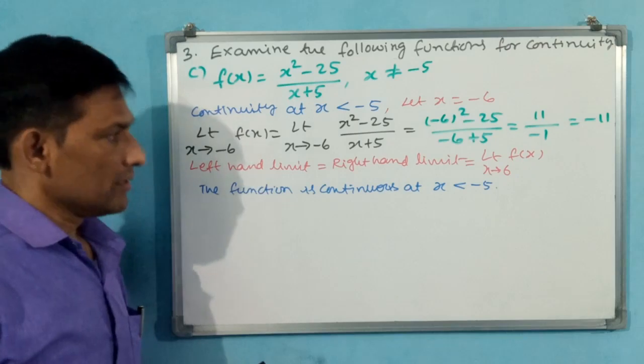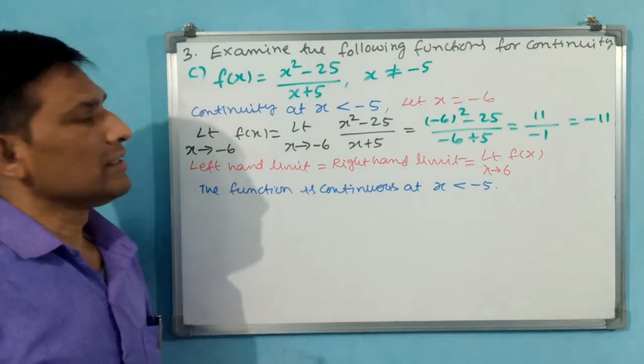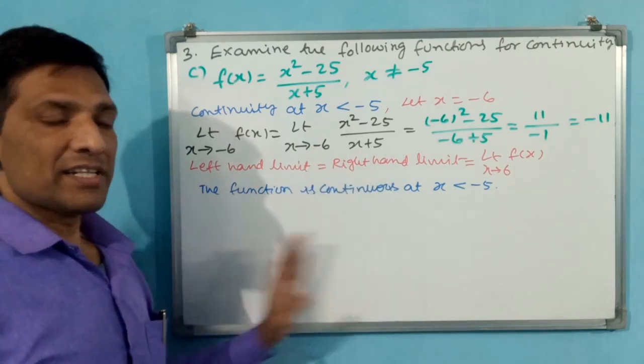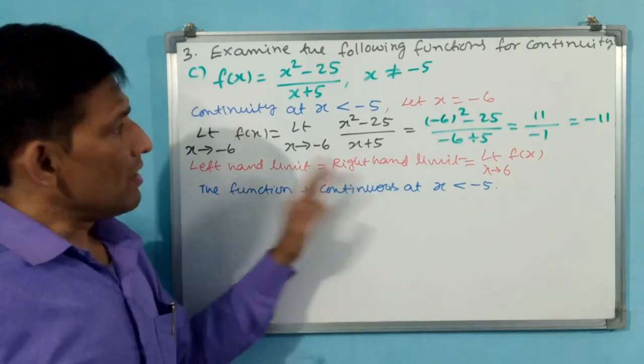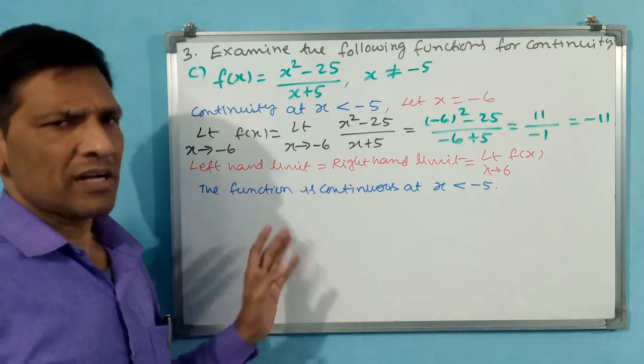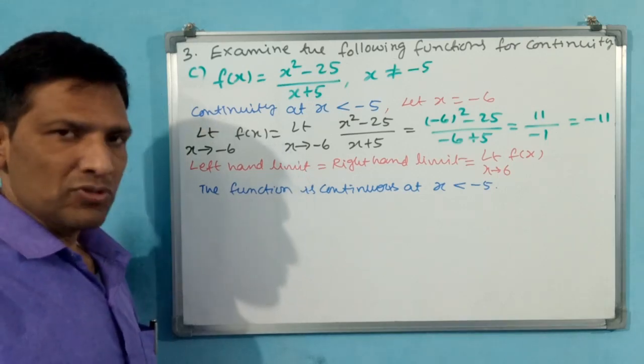This you have to write. The function is continuous at x less than minus 5 only, you have to write. That means we have confirmed that this function is continuous at x less than minus 5. Again we find x greater than minus 5. There also we will see the continuity. We know that this is continuous, but even then as per procedure we have to see.